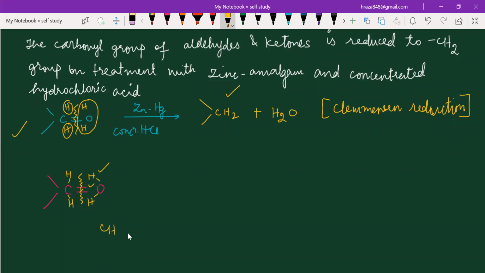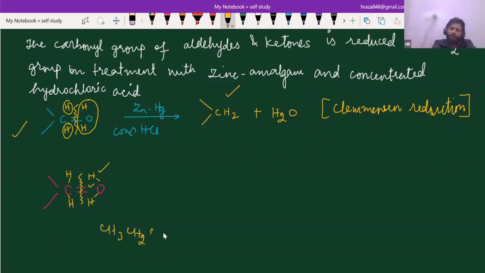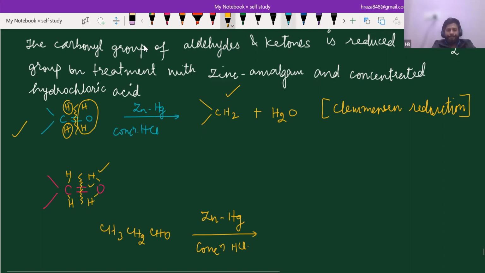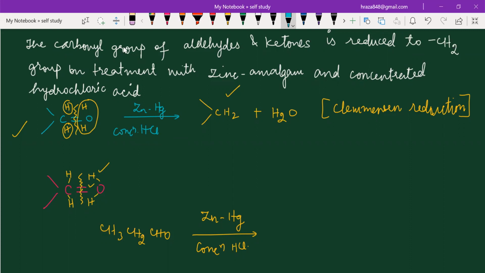Okay, if I give you a question like this, let me know the IUPAC name of the product. Zinc amalgam, and then concentrated HCl. Let me know the name of the product.